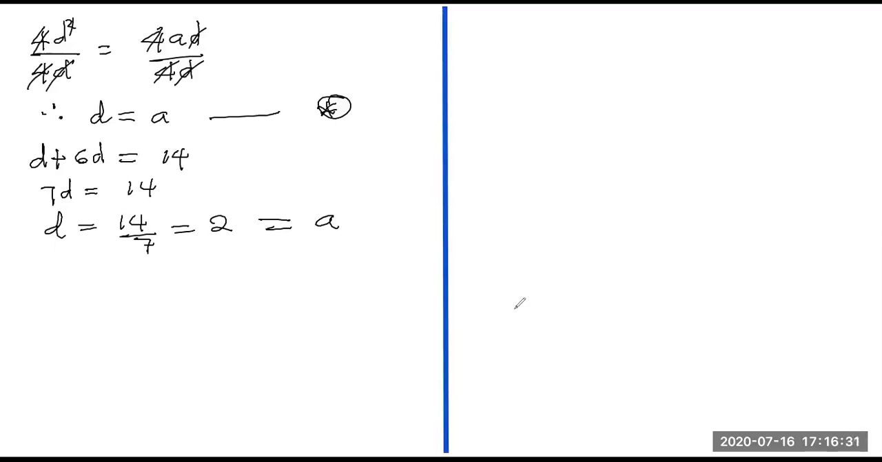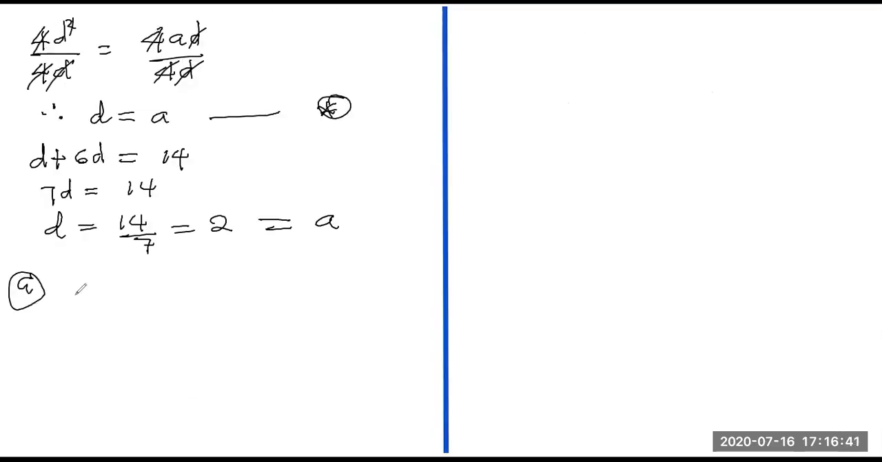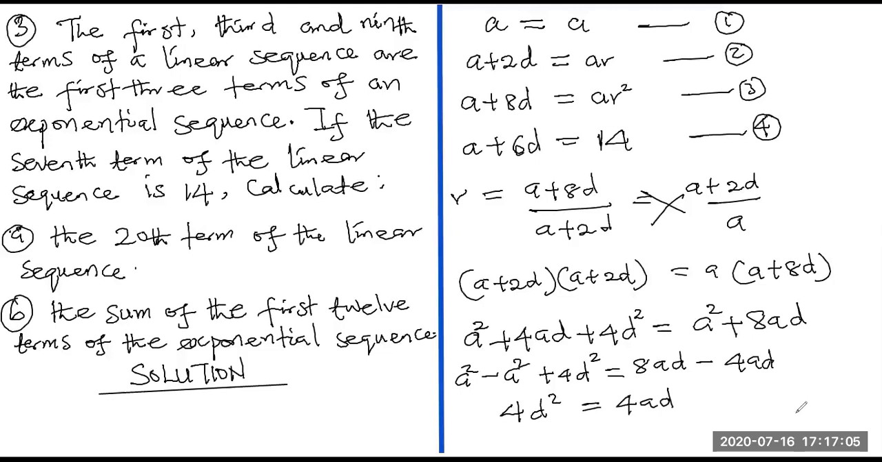Alright, so what is the next question we are asked to solve? The 20th term. We can now find the 20th term, which is question A. T20 is equal to A plus 19D, and that will give us 2 plus 19 into D, which is also 2. Therefore, the 20th term is equal to 40. What is the next question? The next question says the sum of the first 12 terms of the exponential sequence, not of the linear sequence.